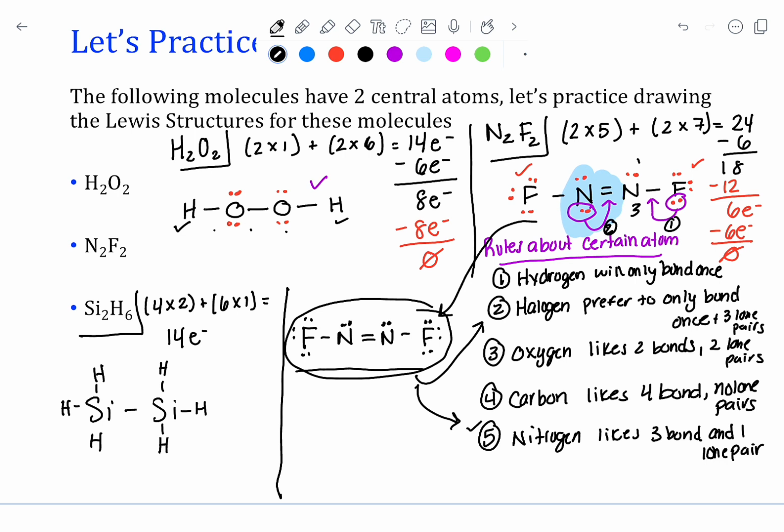So I've made my bonds. Let's count how many bonds I made. 1, 2, 3, 4, 5, 6, 7. I made 7 bonds. Each bond has 2 electrons in it, meaning I used up 14 electrons. I'm going to subtract off 14 electrons. I have no electrons left over, so let's double check our octets and our duets. Well, hydrogens all have 2, so they're all happy. Each silicon has 4 bonds to it. 4 bonds means 8 electrons, meaning it has octets. So that is our final structure of Si2H6.